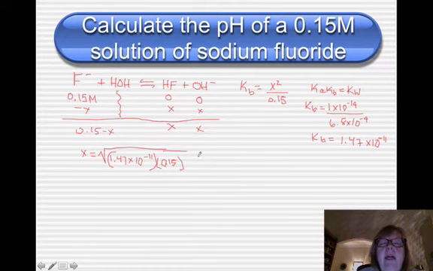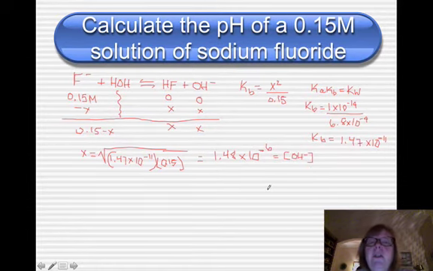And when we solve for x, we get 1.48 times 10 to the negative 6th. All right, that is our x, which is what we're interested in, our hydroxide ion concentration. So from here, we can take the negative log of that, and we're going to get a pOH, and our pOH should be between 5 and 6, and it winds up being 5.83.